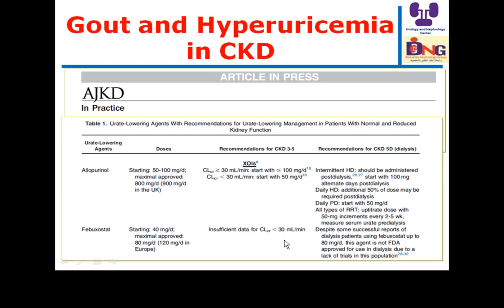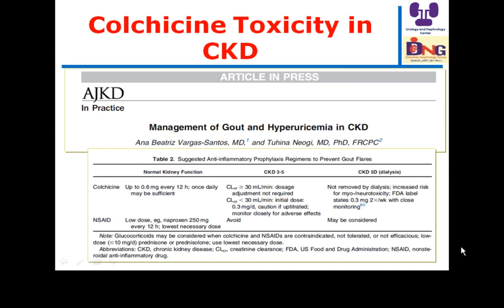Despite some successful reports of dialysis patients using febuxostat up to 80 milligrams per day, this agent is not FDA approved for use in dialysis patients due to a lack of trials in this population. So this is a very important point in advanced stages of chronic kidney disease and on dialysis. If you would like to use a drug, it's better to use allopurinol in a very modified dose according to the GFR.